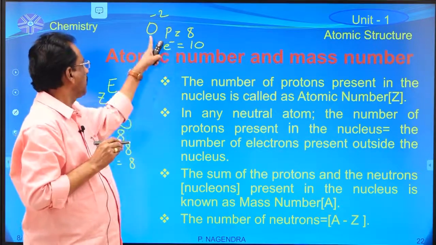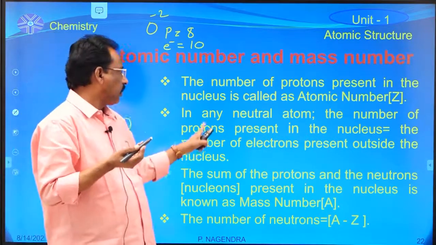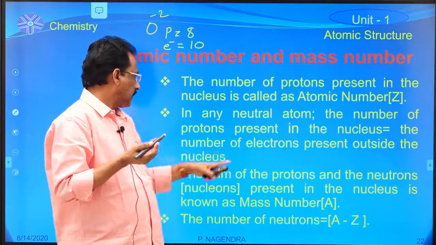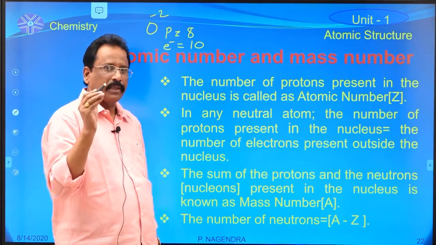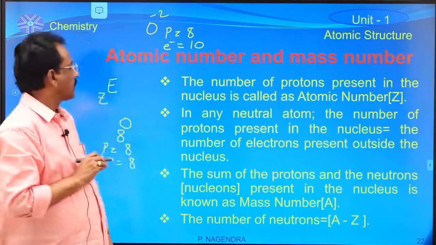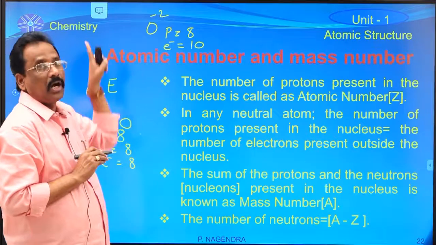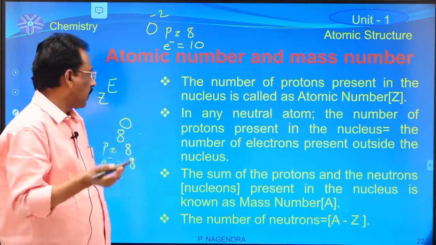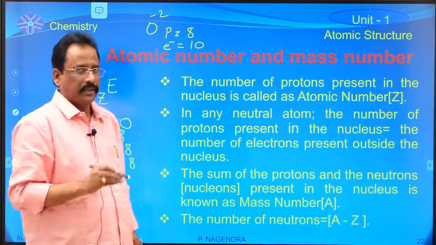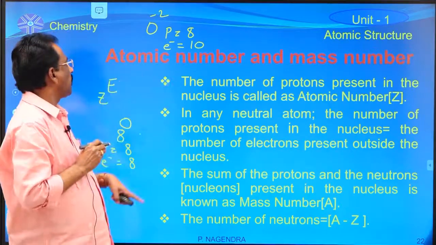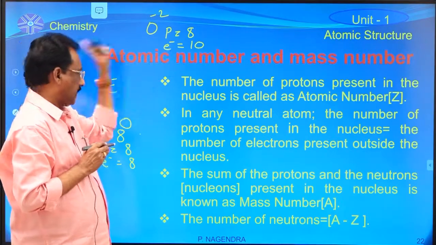So, in this case, if we say the atomic number Z is the number of protons in the nucleus and is equal to the number of electrons present outside the nucleus, your statement is not correct because this is not a neutral atom. This is an ion. So, in the case of an ion, proton number and electron number vary. In the oxide ion, proton number is 8 and electron number is 10.